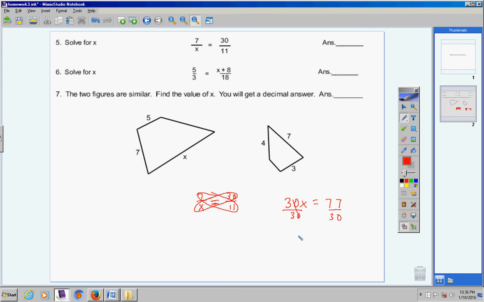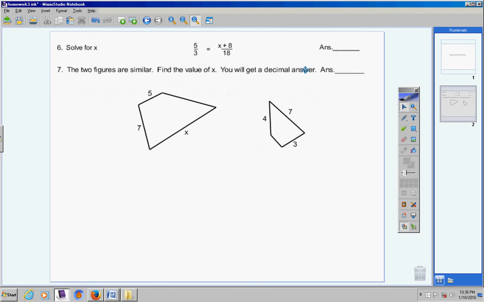These cancel. X equals, now, you could have left your answer 77 over 30. I have no problem with that. You could type into your calculator 77 divided by 30 and get this for an answer, 2.56 with the 6 repeating. That's fine. Or you could have put 2 and 17/30s. That's fine. Any of those answers are fine. Okay, students? Alright, moving on to number 6.